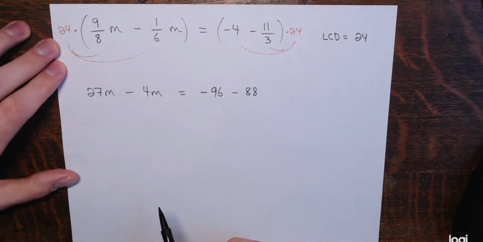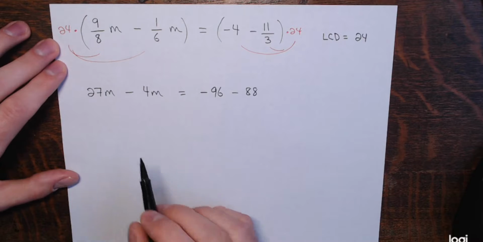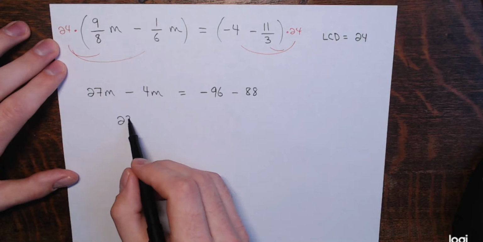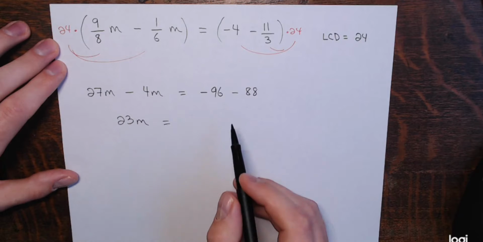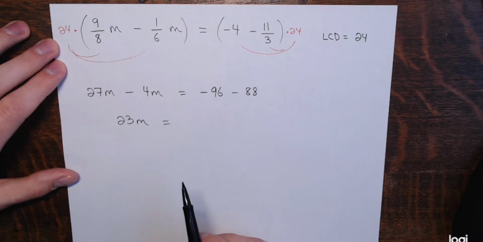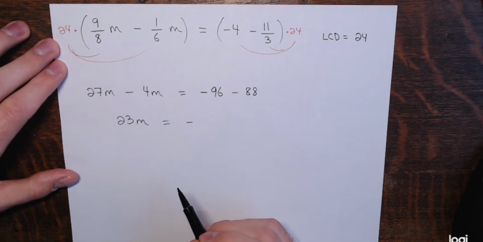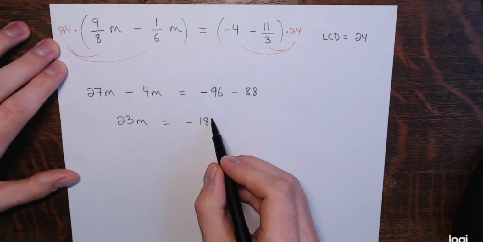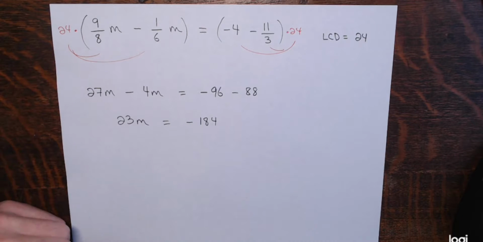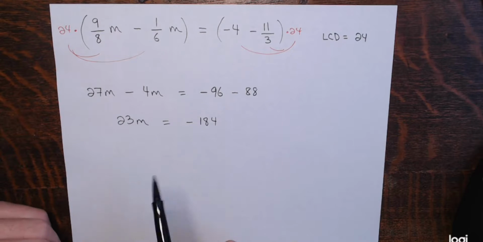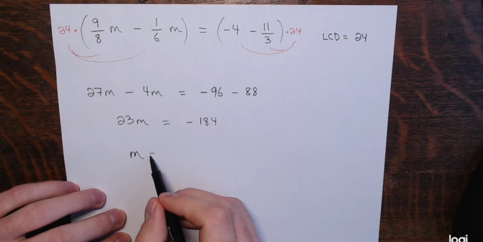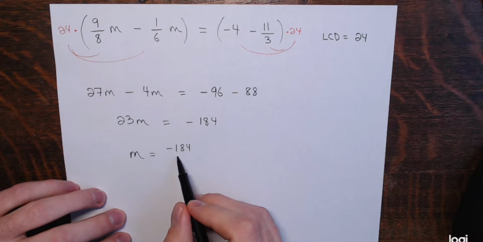And now I have an equation with no fractions, right, after multiplying through by the LCD. 27m minus 4m would be 23m. Then -96 minus 88 would be just more negative. Be 170, 184. Yeah, 170 and 14. And then we divide both sides by 23. Right? So m equals -184 divided by 23.